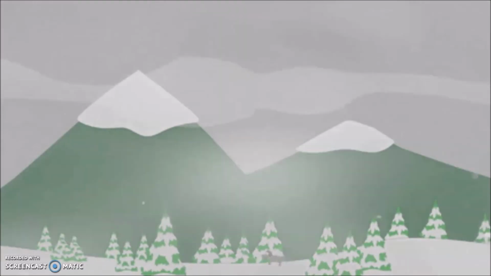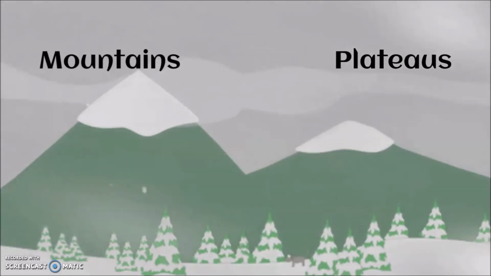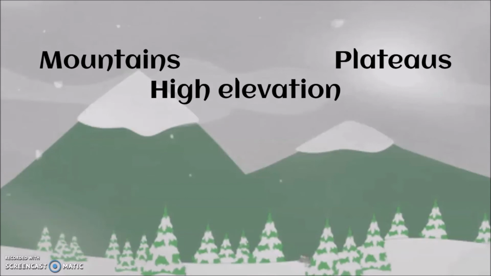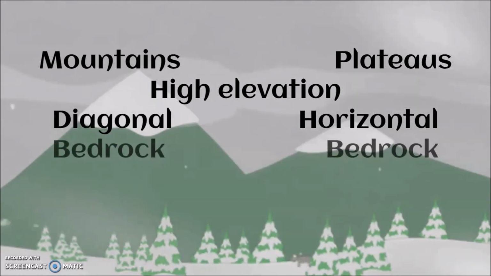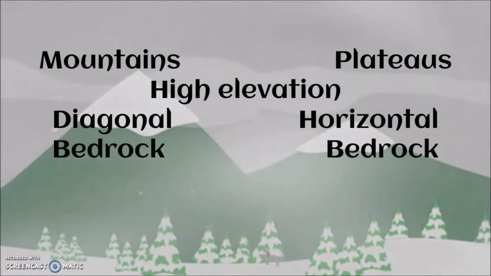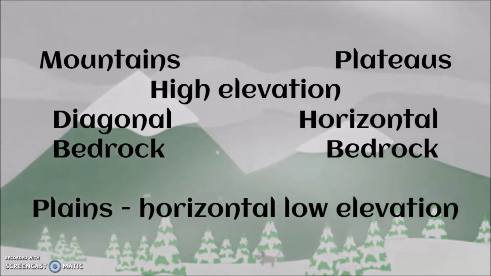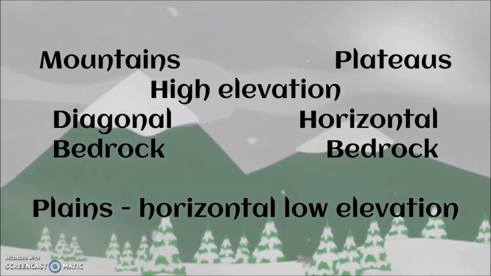Let's recap the main difference between a mountain and a plateau. They're both going to have high elevation, meaning they rise high above the surrounding area, but mountains are going to have diagonal bedrock, while plateaus are going to have horizontal, and plains are going to be horizontal and at low elevations. Please make sure to answer the questions in the form below.